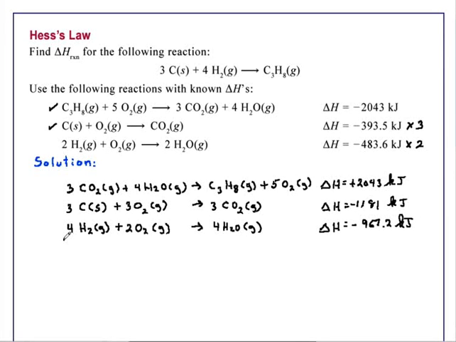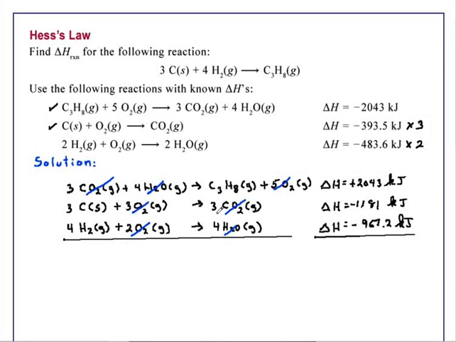So Hess's law basically says that if we can add these three equations together to arrive at the desired equation, then delta H for the desired equation should be the sum of these delta H's. So let's see what we can cancel. We have 3 CO2s on the left and 3 CO2s on the right that cancel. We have 4 waters on the left and 4 waters on the right that cancel. We have a total of 3 and 2, which is 5 oxygens on the left and 5 oxygens on the right. So they cancel.